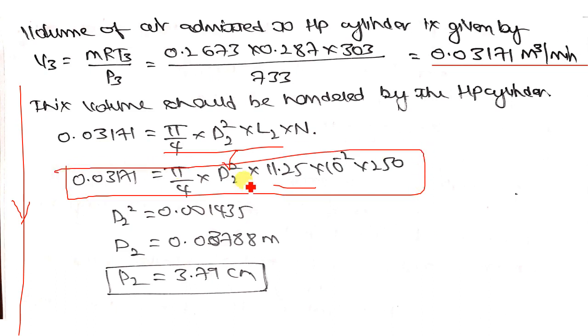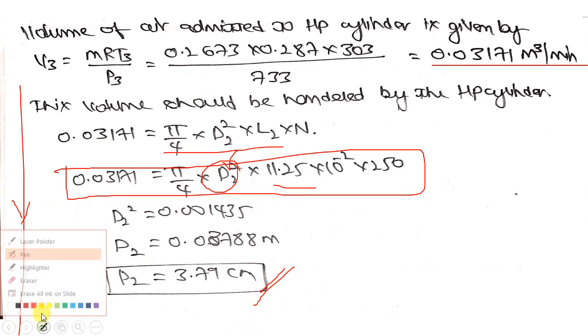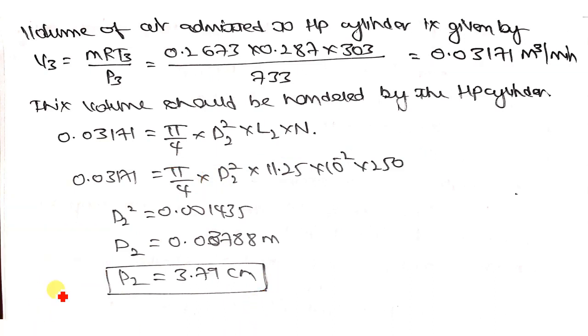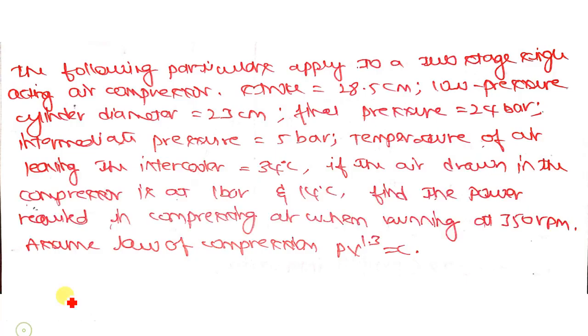Try this problem once again. The following particulars apply to a two-stage air compressor. Stroke is given, LP cylinder diameter is given, final pressure is given, intermediate pressure is also given. The temperature of the air leaving the intercooler is given. Leaving the intercooler means it is T3 in the same PV diagram of this particular problem. The temperature of the air leaving the intercooler is 34 degrees Celsius. T3 is given. If the air drawn inside the compressor is at 1 bar, find the power. That is all you have to do. Any doubts while solving this, you can contact me.